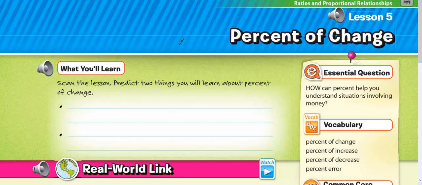So today we're going to look at percent of change. And percent of change basically comes down to how much did something change compared to where it started. And that comparison, when you take how much it changed and you divide it by where it started, you get a percent, and that percent is the percent of change.